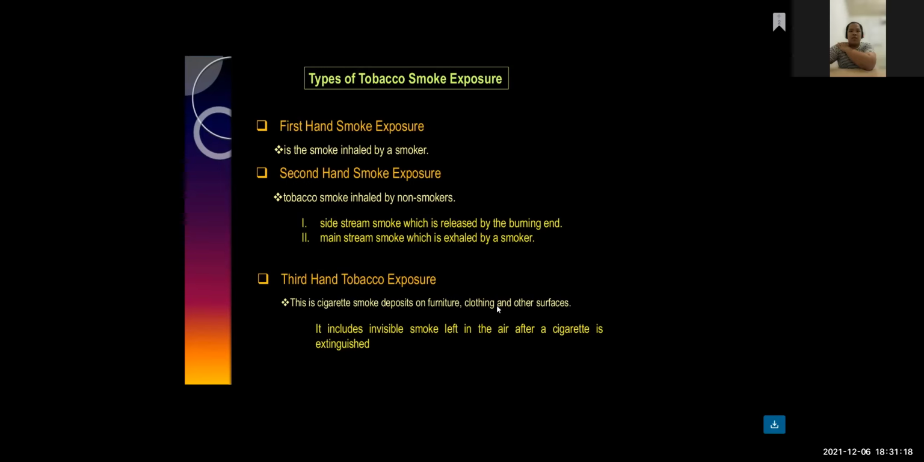Third-hand tobacco exposure is cigarette smoke deposited in furniture, clothing, and other surfaces. It includes invisible smoke left in the air after a cigarette is extinguished.